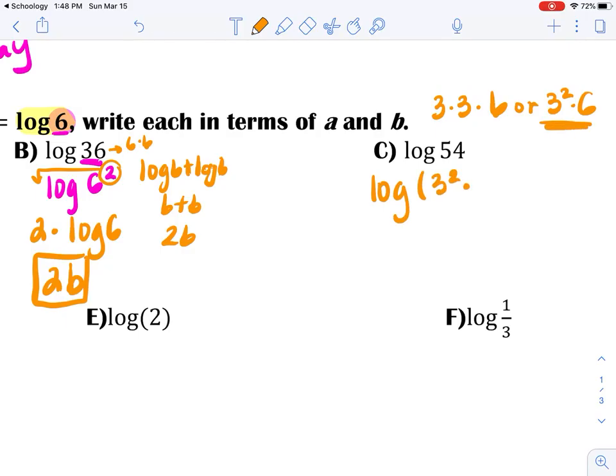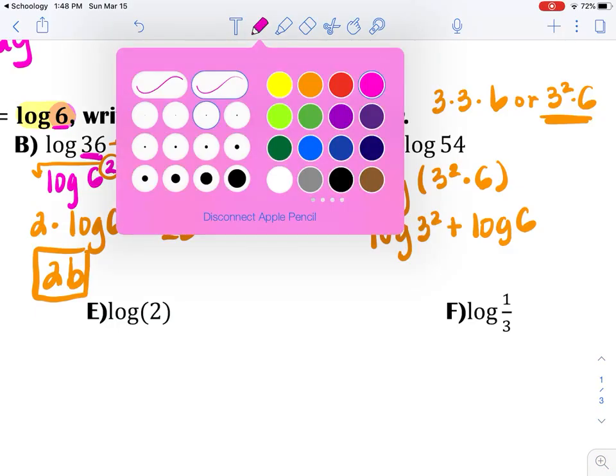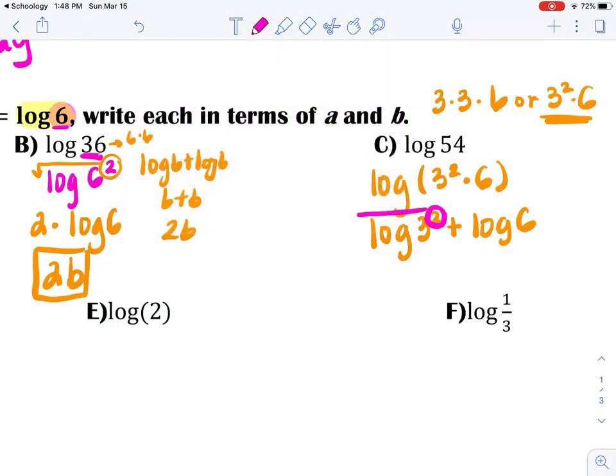3 squared times 6. So now I can break this into 2 logs that are being added. Common log of 3 squared plus common log of 6. I can now bring this exponent in front. Some people try to skip this and just try to say a squared. That's not equivalent. So now this 2 is in front. It's not here anymore. And I can replace the log 3. I have 2a plus log 6, b, the end.